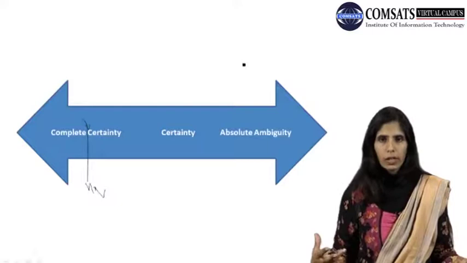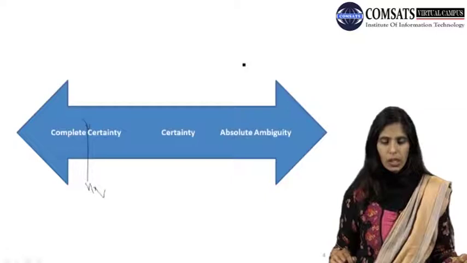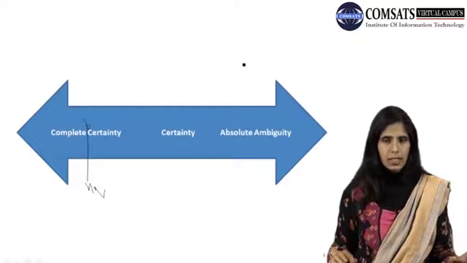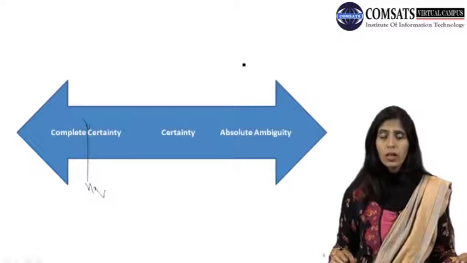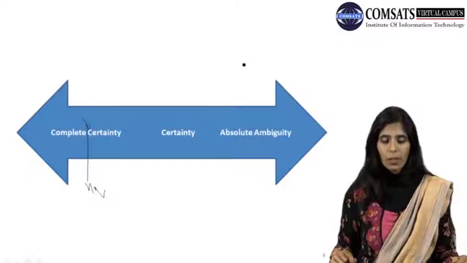Whereas on the other extreme, on the right hand side, which is absolute ambiguity, shows that there exist certain elements which are very much ambiguous in nature. So there is lack of information, or there is something which is missing in order to define the current problem. So in that case, you are a little bit doubtful about what to select and what not to.